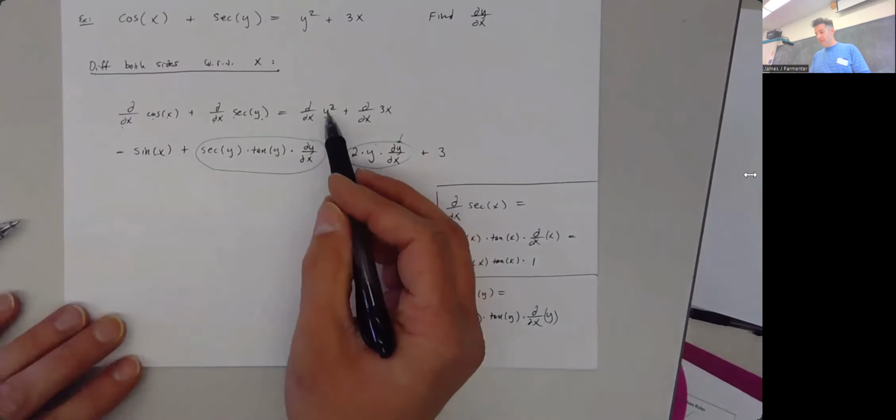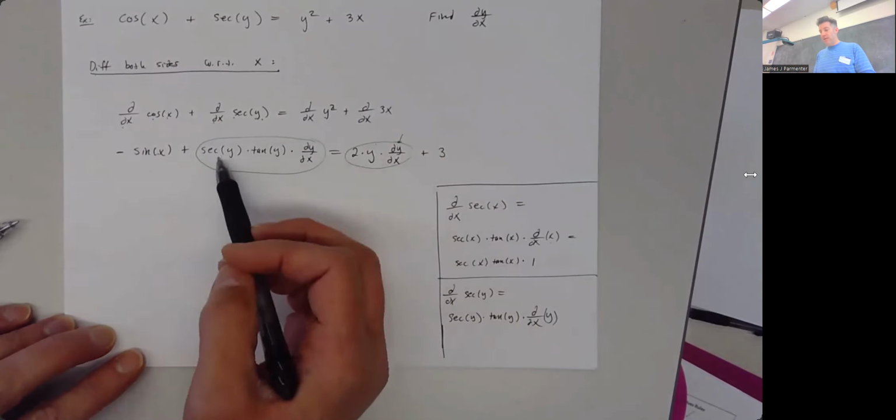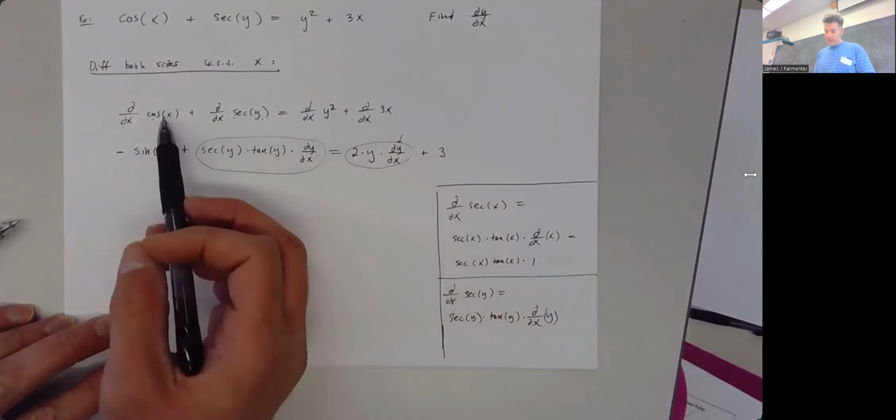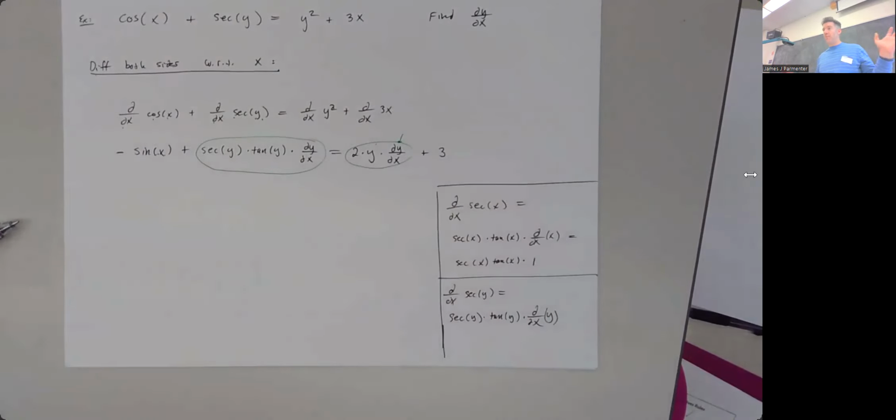So all the things that have y's in them, right? Derivative of y squared is 2y, slap on a y prime. Derivative of secant of y is secant of y, tangent of y, slap on a y prime. Derivative of cosine of x is negative sine of x, I don't need a y there. Derivative of 3x is 3, I don't need a y or a y prime there.